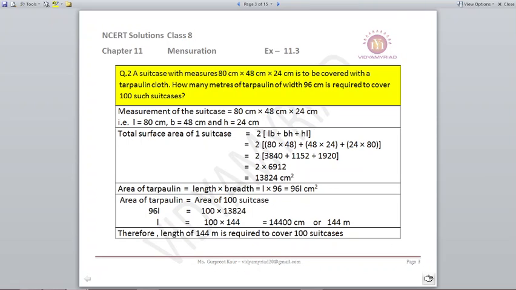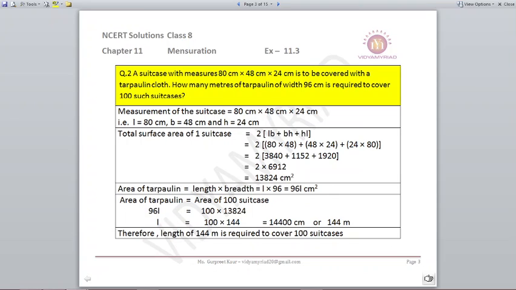Next, they are telling us about a tarpaulin cloth whose width is given as 96 centimeters. So the area of tarpaulin will be in the shape of a rectangle, that is length into breadth. I don't know the length over here, so let it be L. So L into 96, which is 96L centimeters square. Now this area of tarpaulin should fit 100 suitcases, and for one suitcase the area is 13,824 centimeters square. So I will multiply it with 100 because I need to find out for 100 such suitcases. That means area of tarpaulin should be equal to area of 100 such suitcases.